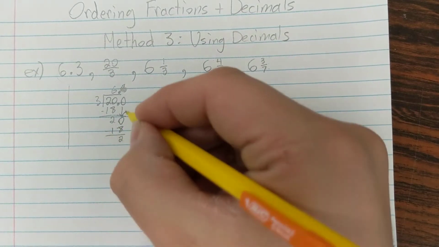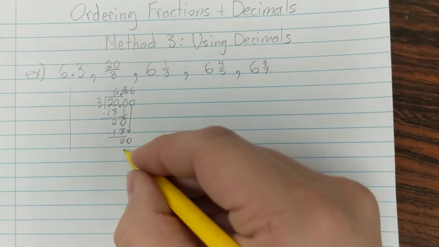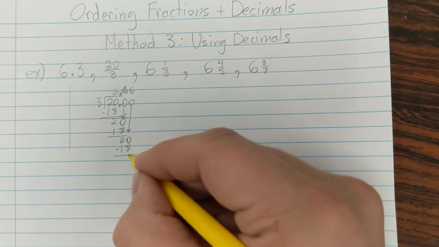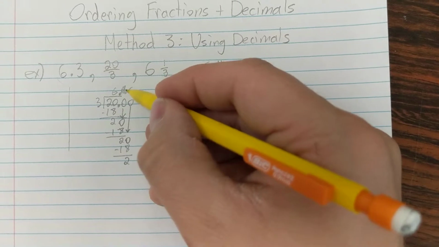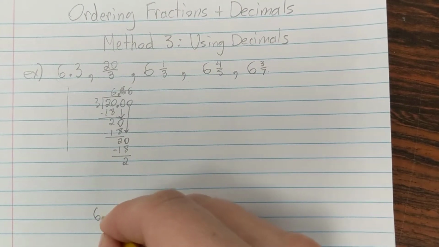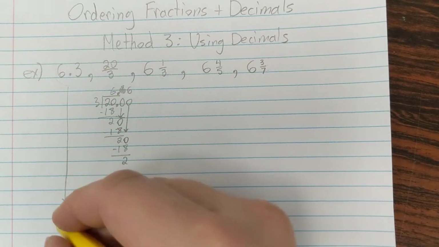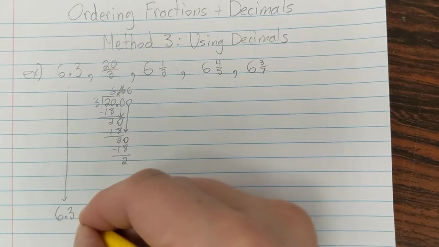Oh, it's that same pattern. It's the same number again. Bring it down, go 6 times, got 18. Okay, once we got this repeating pattern, we know that this has to be 6.6 repeating. That's how far I'm going to bring it down. So this one was 6.3.